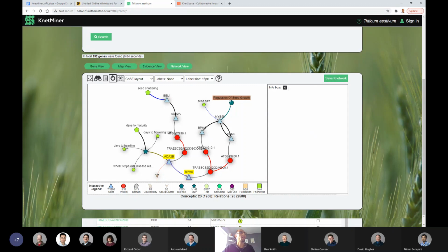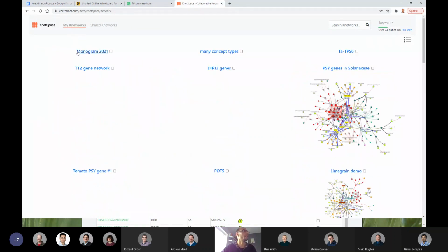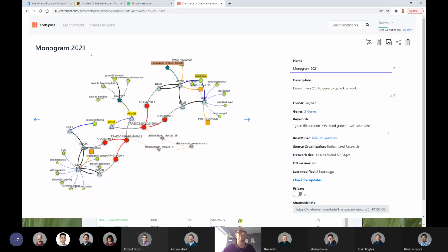right-clicking and hiding information. In the end, I have explored the knowledge and I'd like to save and share it with someone. So I press this Save Network button here, which uploads the network into my NetSpace. And this was where I started originally. So this is my NetSpace. It has a collection of things I have worked on. And this particular network I've saved, I've called it Monogram 2021 as a demo for the conference. So this is the network, the knowledge graph for these two genes, the analysis I've done, the things I found as important and I want to flag up and show to a collaborator. They are shown here now.